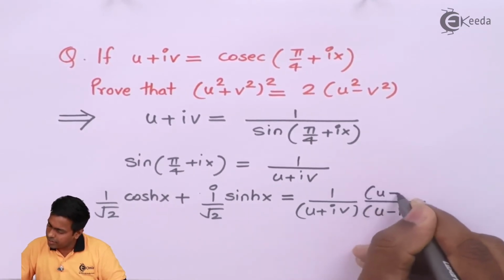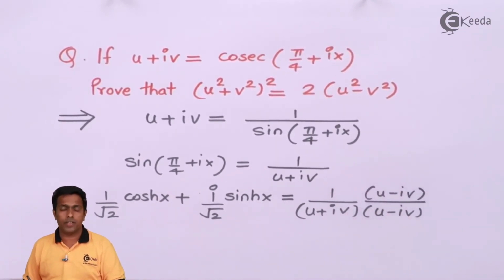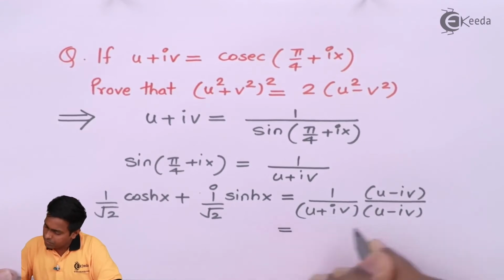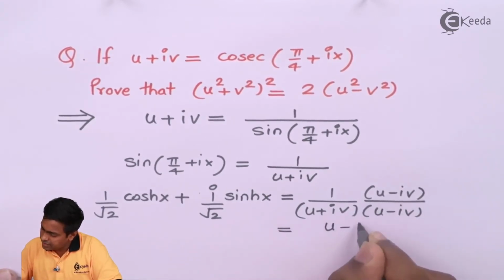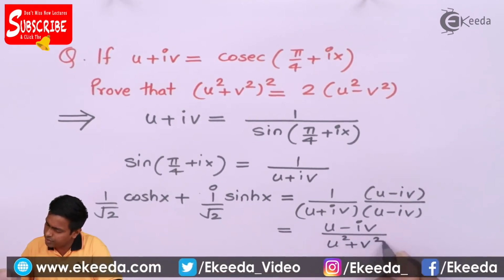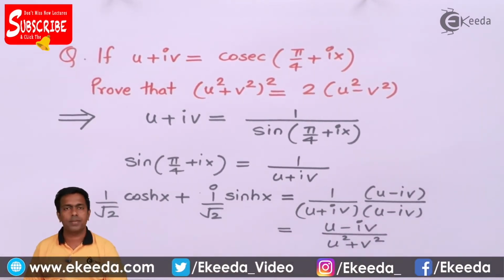We'll multiply the numerator as well as the denominator with u minus iv so that we can get the real and imaginary parts. So this will be u minus iv as it is. In the denominator it will be u square plus v square if I multiply these two terms. So guys, it means the real part is u upon u square plus v square and the imaginary part is minus iv upon u square plus v square.